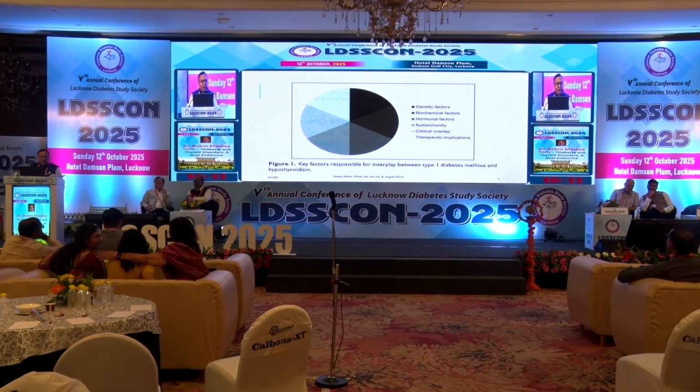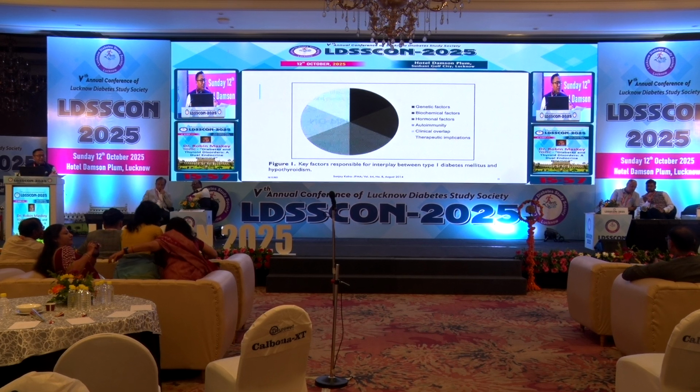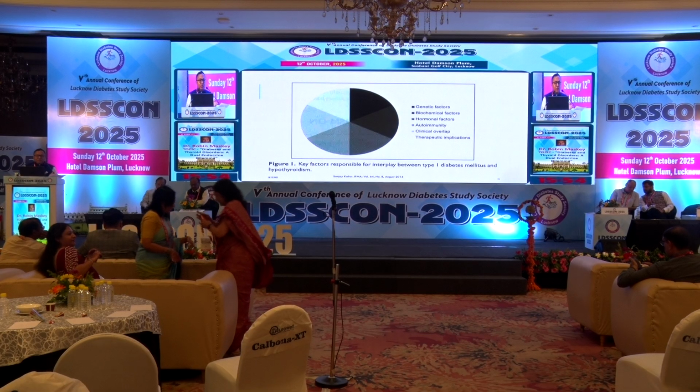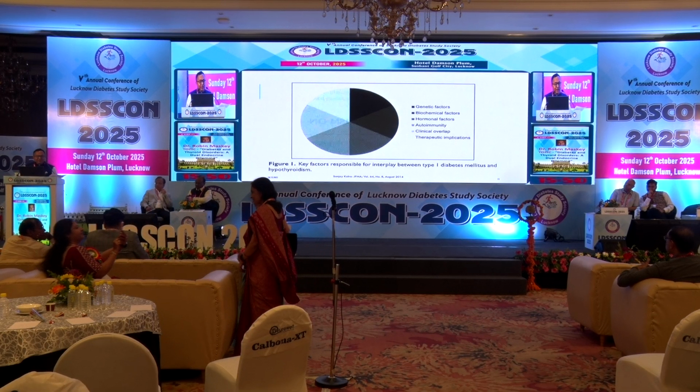So the key factor responsible for the interplay between type 1 diabetes and hypothyroidism is that they are interlinked with genetic factors in some areas. They have common biochemical factors, they are related hormonally, and they have autoimmunity and clinical overlap. As I already told, they can have weight gain in both hypothyroidism and diabetes, and therapeutic implications.